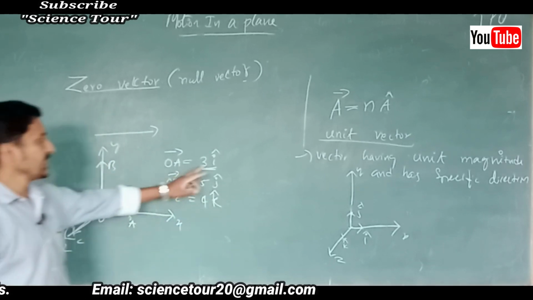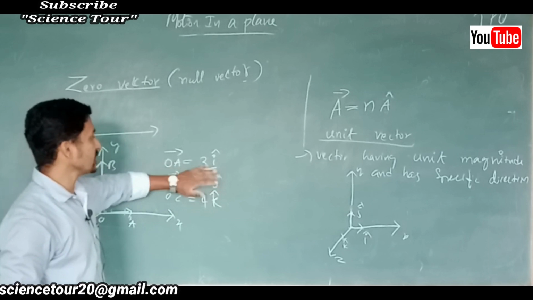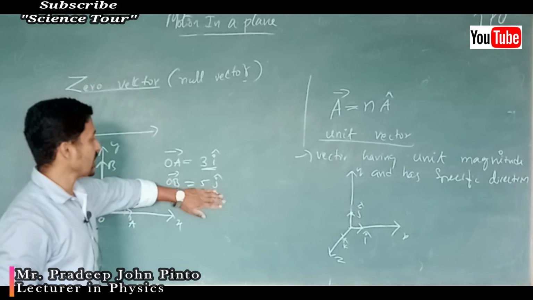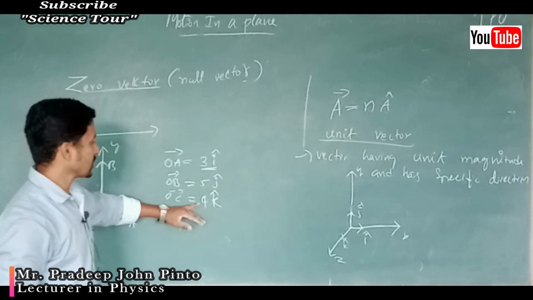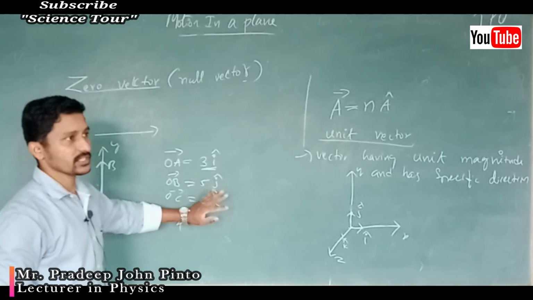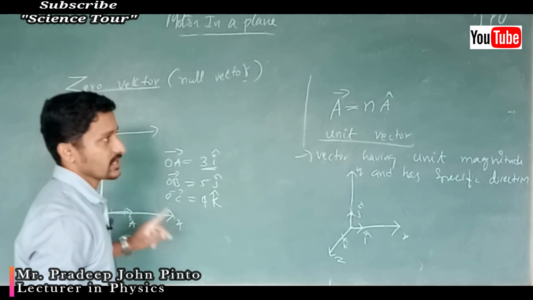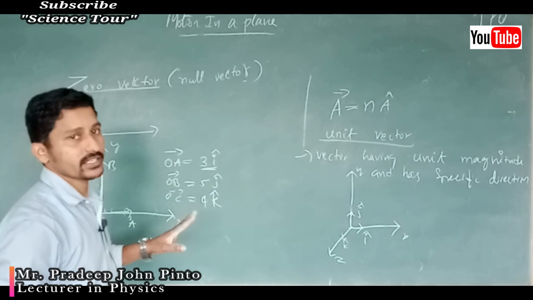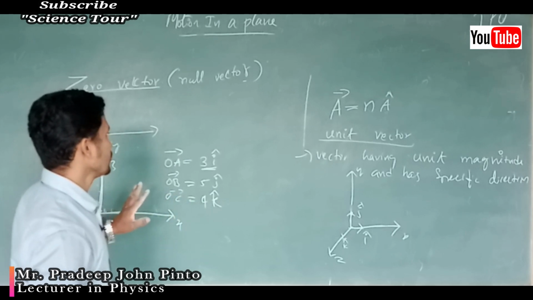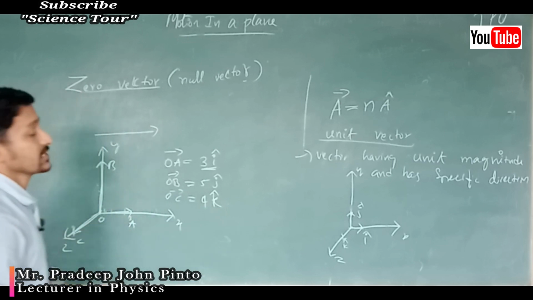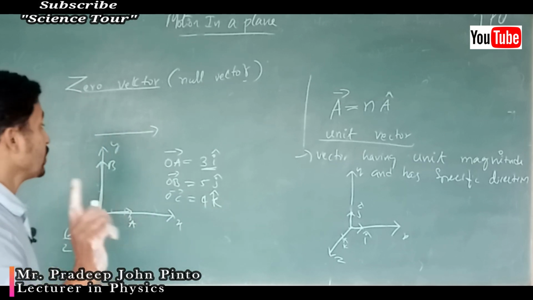Always, if you read i, you have to understand that it is 3 times in the x direction. 5j means it is 5 times in the y direction. 4k means it is 4 times in the z direction. That you have to remember. So i, j, k are nothing but the unit vectors in the x direction, y direction and z direction. That tells about the direction. So a unit vector has only one magnitude.